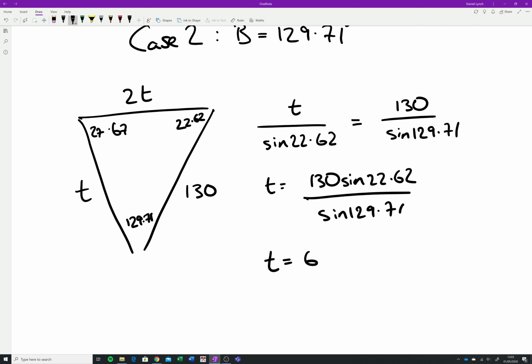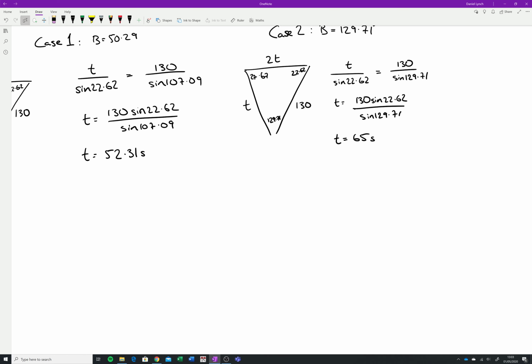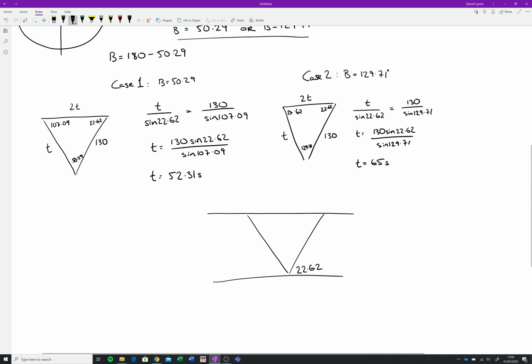We got our two answers for it. We might just have a little talk about what angle we were talking about there, because it is worth mentioning. Remember what B was, what A was, and all the rest. So A was 22.62. We'll take our two options here and look at the two cases. One was that B was 50.29. Hold on, was that 50.29? It was, yeah, 50.29.